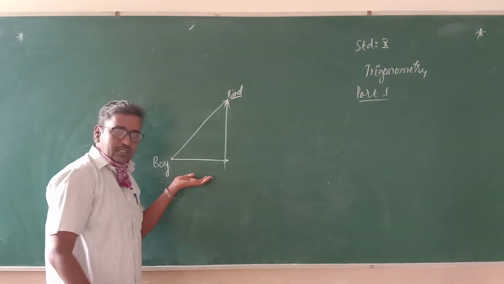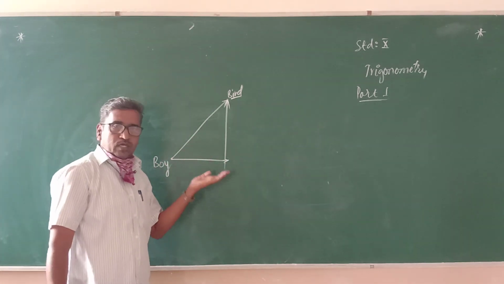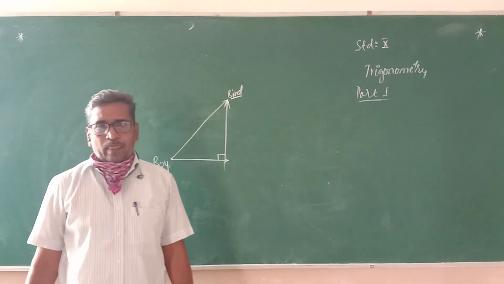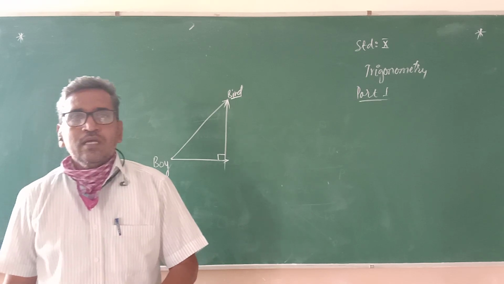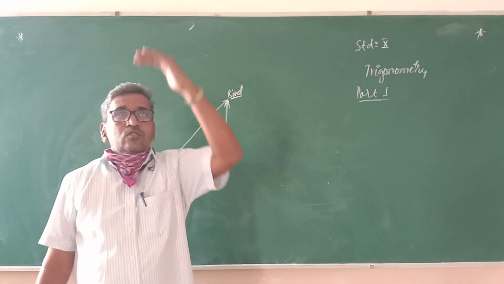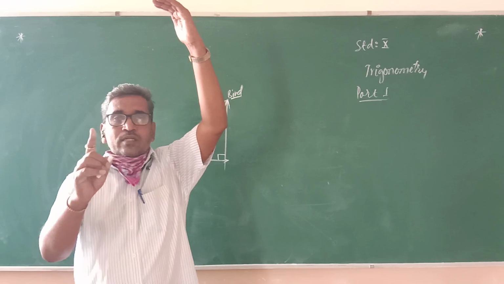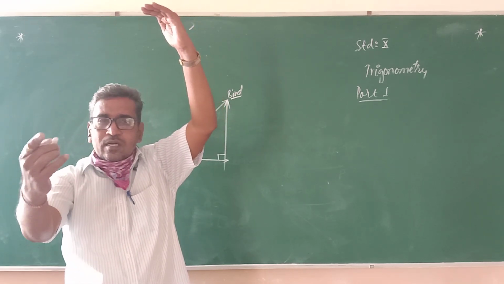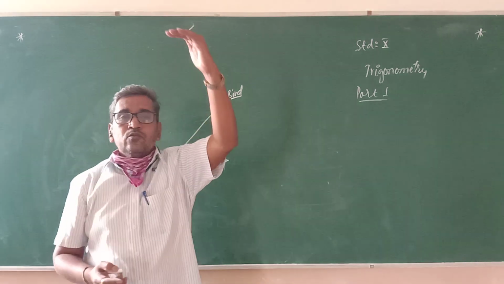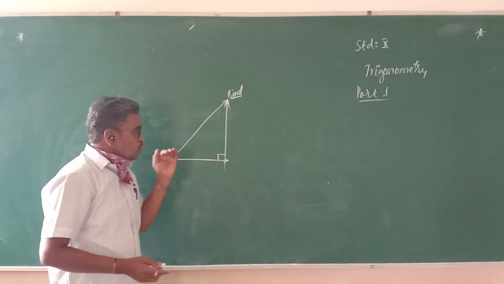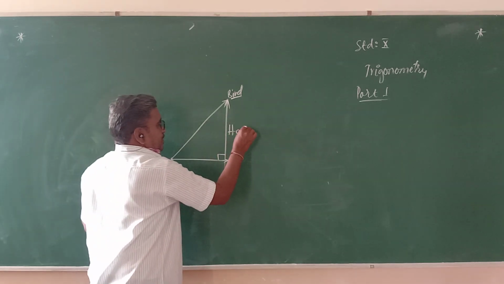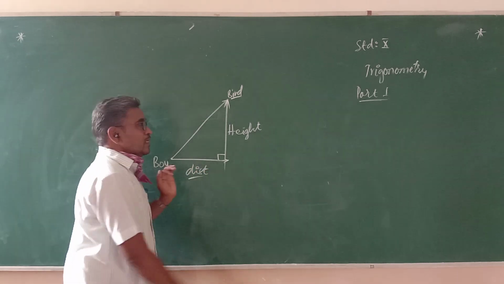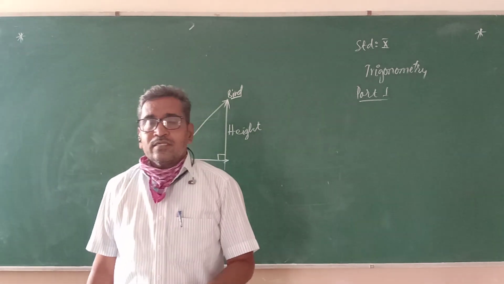When you are imagining this observation, a right angle triangle is formed. When I want to see the top of the tower, how am I going to find the distance between the top of the tower and my eye, or my eye to the ground? This imagination gives the right angle triangle. So this is said to be height, and this is said to be distance. So totally, trigonometry is related to height and distance.